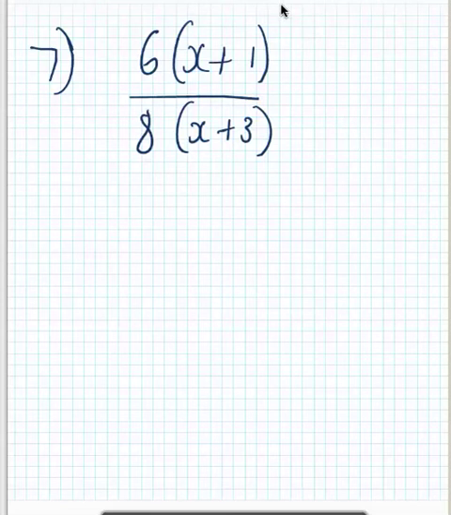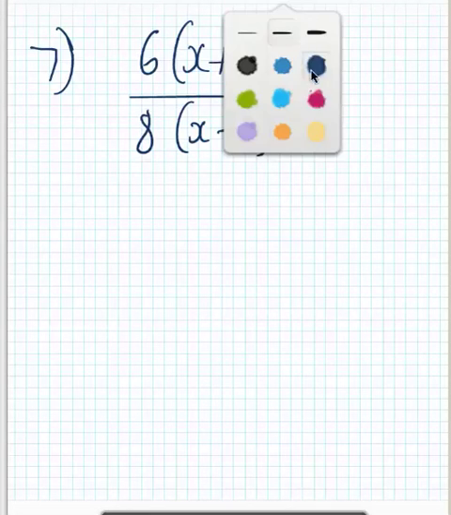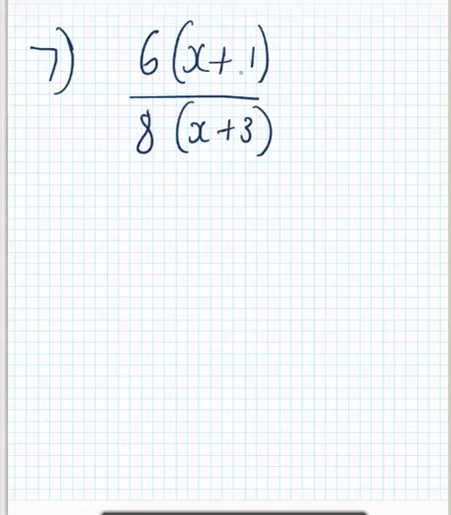Now with question 7, you notice we now have numbers, so values outside the brackets, okay? And in the brackets, let's see, first of all, do we have the same thing? I've got x plus 1 on top and x plus 3 on the bottom. Unfortunately, we can't simplify that, okay? Now, I forgot to mention, please, with questions like this, don't expand it. Don't go 6 times x and 6 times 1 and 8 times x. First, see if you can simplify anything, okay? And if you can't, you just leave it.